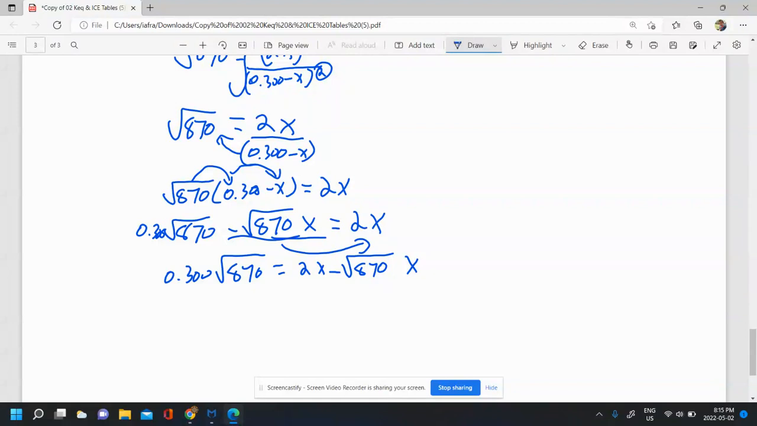So now I'm going to actually plug my values in. So 0.300 times the square root of 870, I get 8.848728722 is equal to 2 minus the square root of 870. Let me try that one more time.